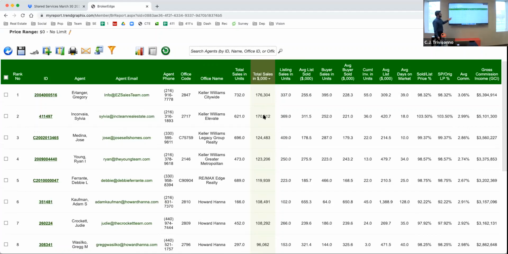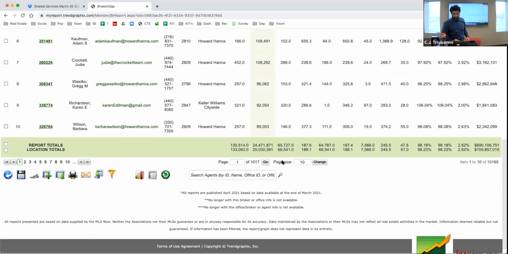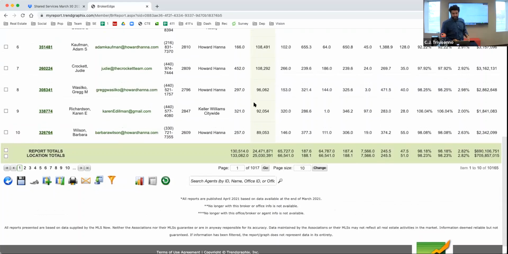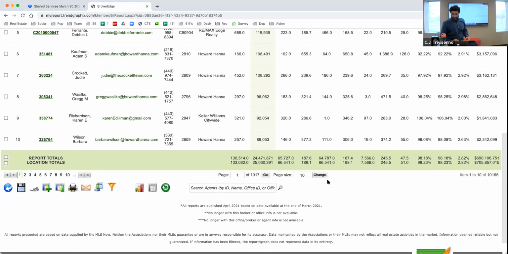So literally the entire MLS, this is not just Keller Williams. This is just information, it doesn't matter, but it's always interesting to see. So this is by volume. The top sales team in the last 12 months has done 176 million in sales volume. So Inca Valles, Jose Medina, Ryan Young, Debbie Fronte, Adam Kaufman, Judy Crocker, right? So I want to show you guys this. I'm gonna scroll all the way down to the bottom, and you can make these pages as big or as small as you want.